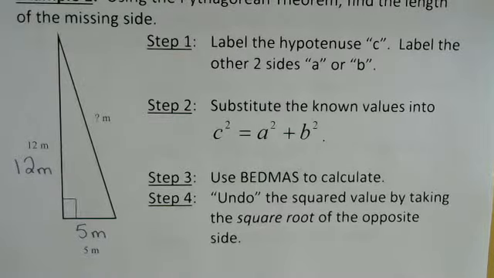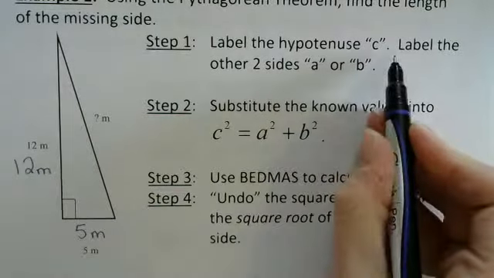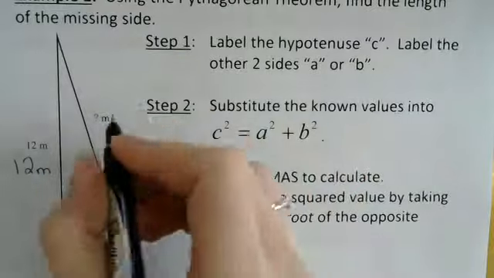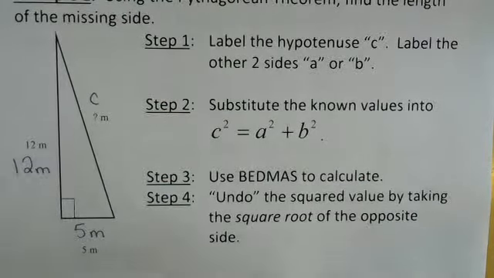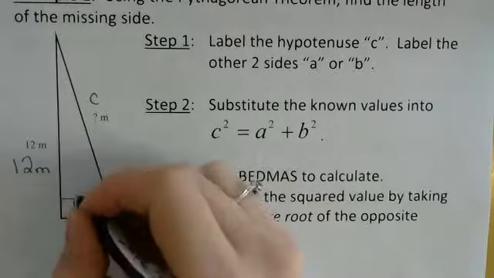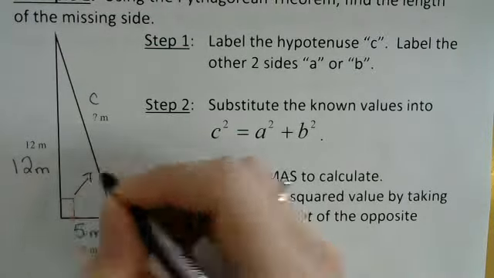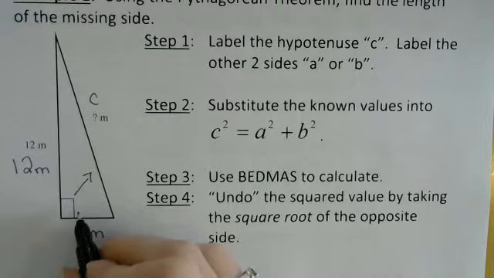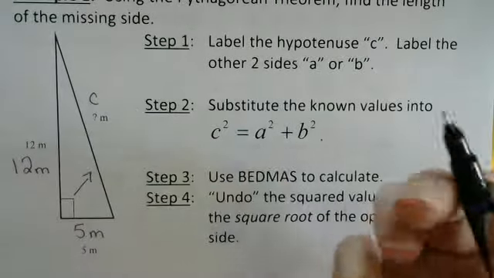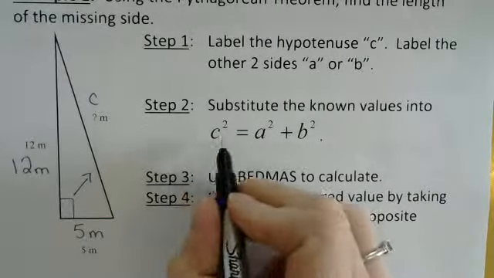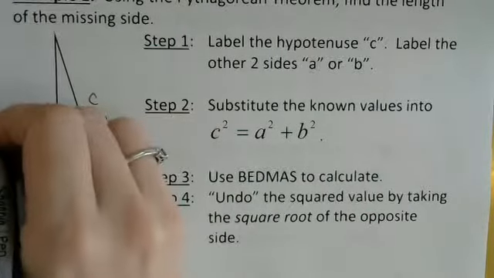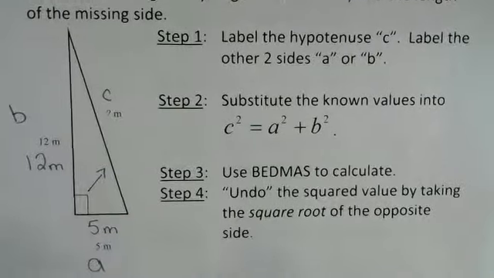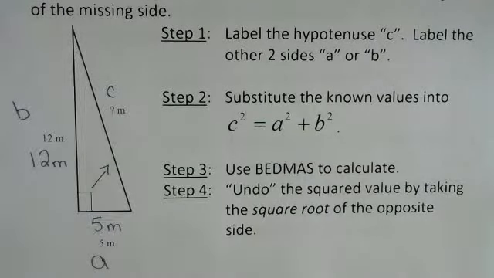If we label the hypotenuse C, that's always a good place to start. We need some variable for the side length that we don't know. Then we're going to label the other two sides A and B. As long as the side across from the 90-degree angle is C, we're good. It needs to be on its own side of the equal sign. So we're going to label this one A, this one B. It doesn't matter which one you label A or B, they're interchangeable.